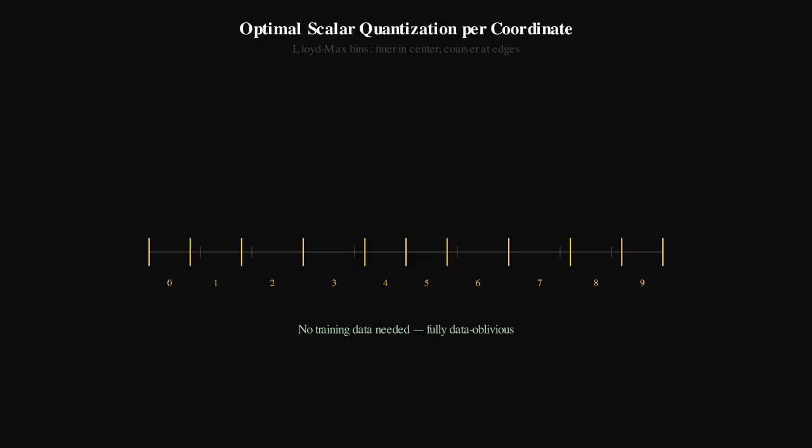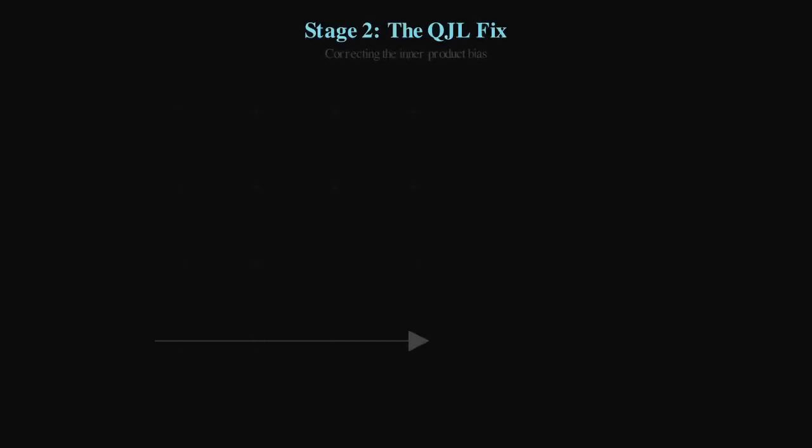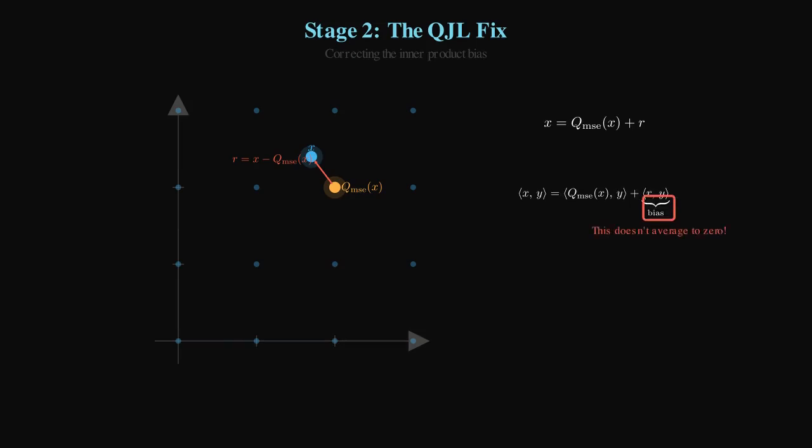This gives us a highly efficient MSE optimal quantization. No data-dependent calibration or fine-tuning is required. It's completely data oblivious. But remember our dilemma. This MSE optimal quantizer is biased for inner products. The original vector x is equal to its quantized version plus a small residual error vector, r. When we take the inner product with another vector y, the error term r·y doesn't necessarily average out to zero.